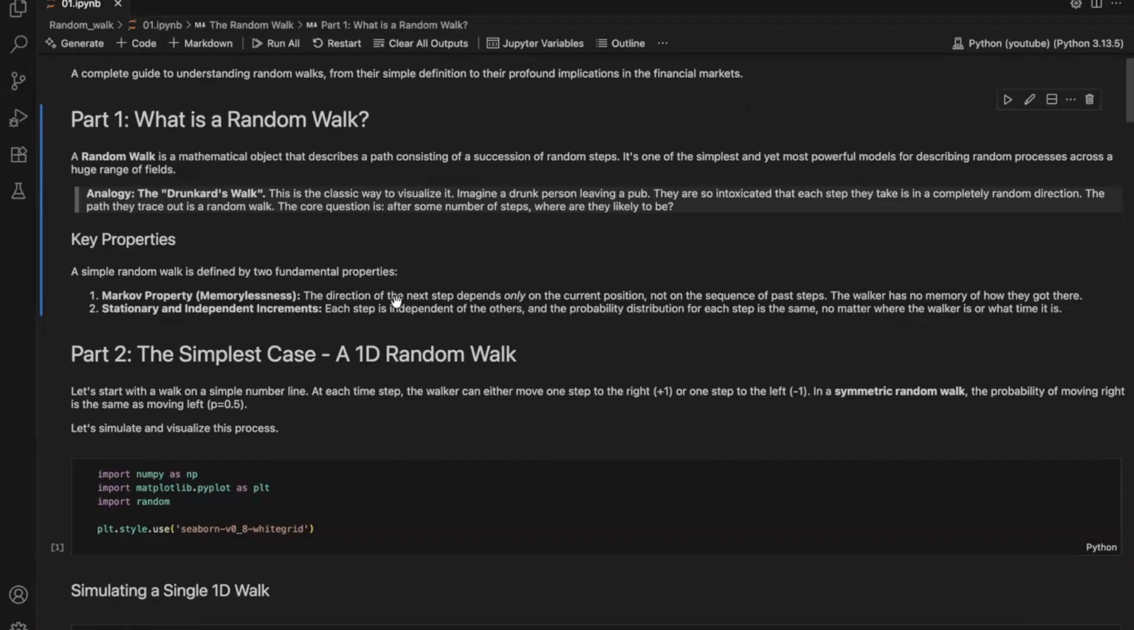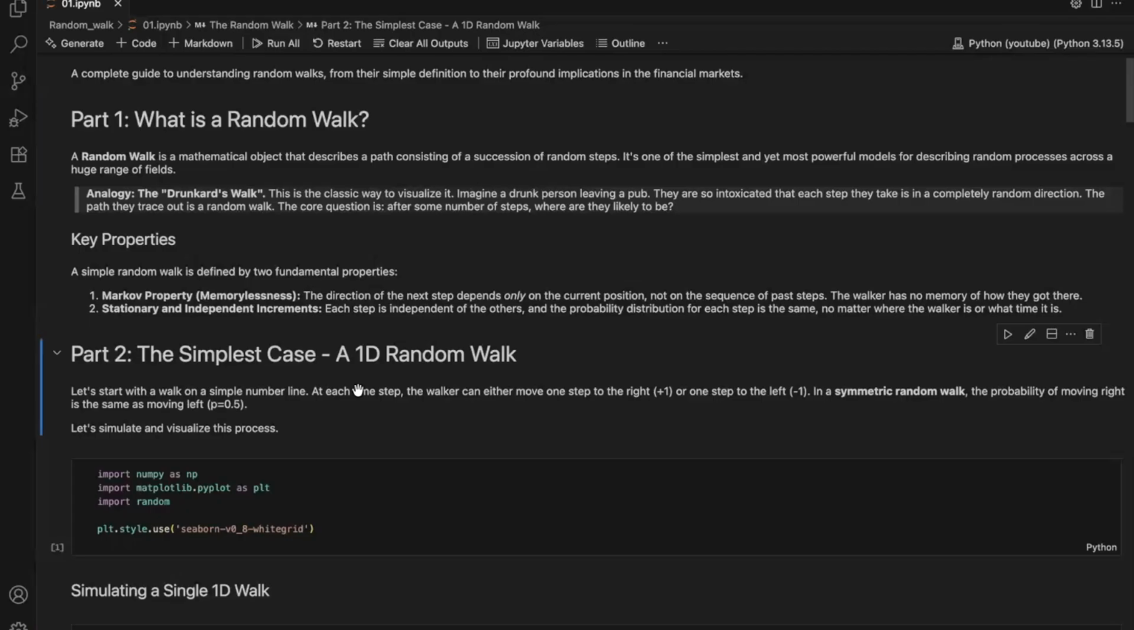For this to be a true simple random walk, it needs two key properties. The first property is the Markov property, or memorylessness. This means that the next step depends only on the walker's current position, not the history of how they got there. The walker has no memory. Every step is a fresh start. The next property is stationary and independent increments. This just means that each step is chosen from the same probability distribution, and each step is completely independent of all the others.